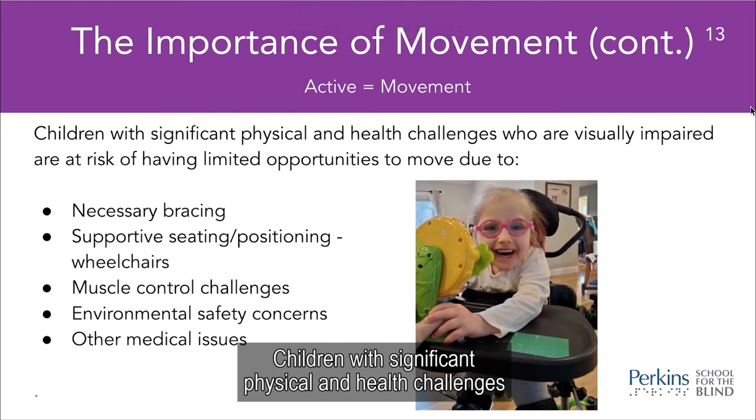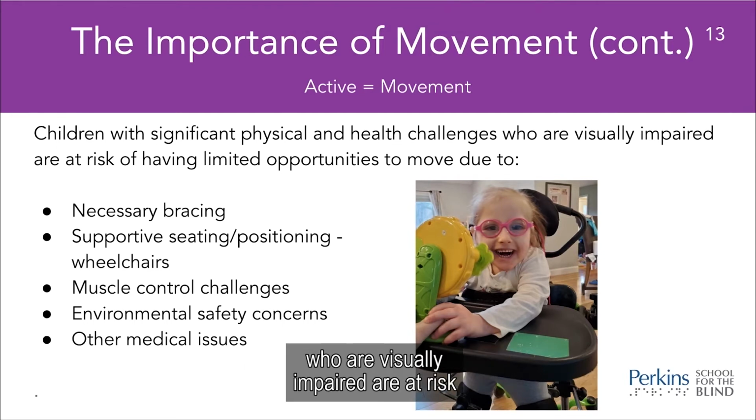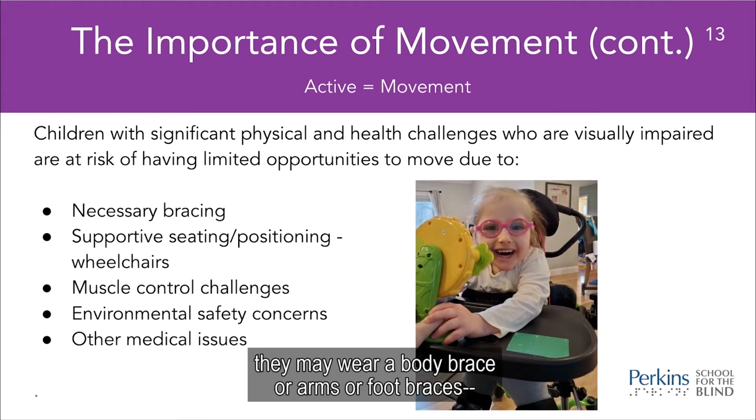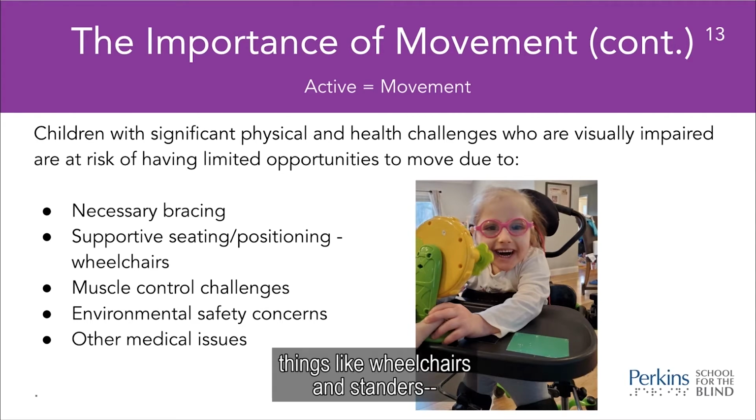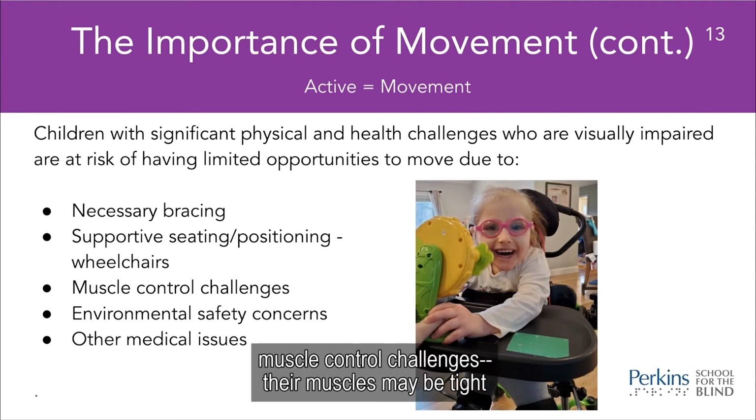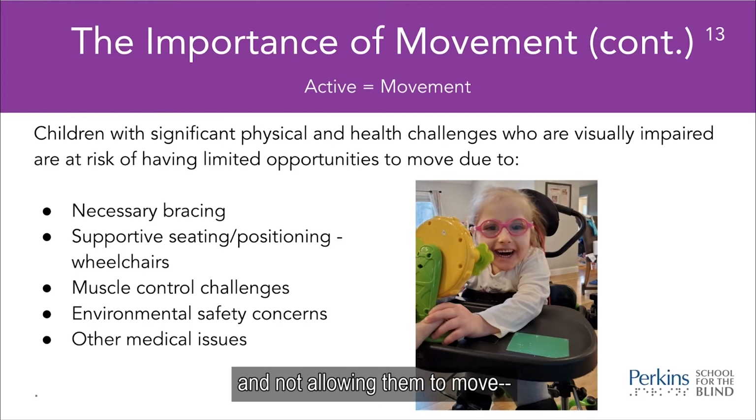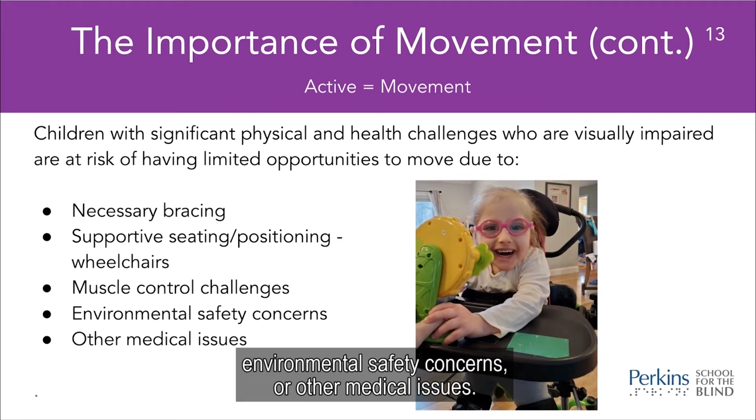Children with significant physical and health challenges who are visually impaired are at risk of having limited opportunities to move due to things like necessary bracing. They may wear a body brace or arm or foot braces, supportive seating and positioning, things like wheelchairs and standers, muscle control challenges. Their muscles may be tight and not allowing them to move, environmental safety concerns, or other medical issues.